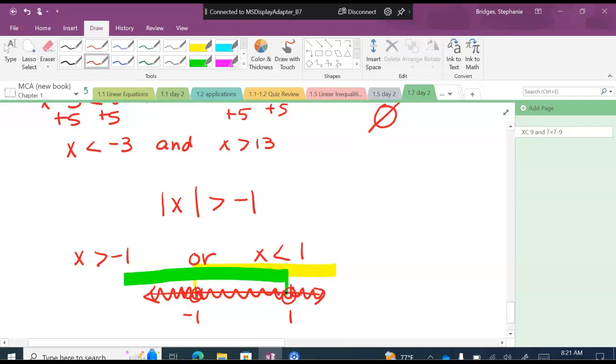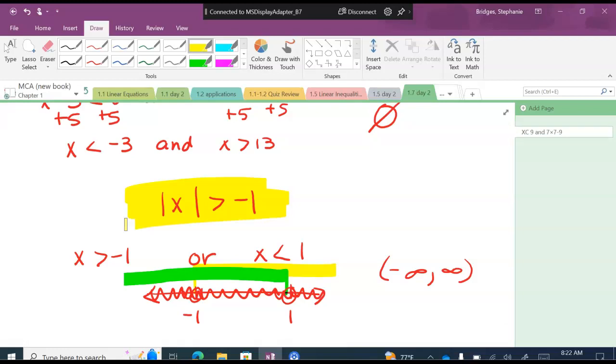In that case, what would I say? -infinity to +infinity. Pay attention right here. Is my absolute value always going to be greater than a negative number? Yeah, because it can't ever be negative, so it's always going to be bigger than a negative, right? So those are the 2 specific special cases that you may see a lot. So just pay attention to that. Pay attention to your graph.